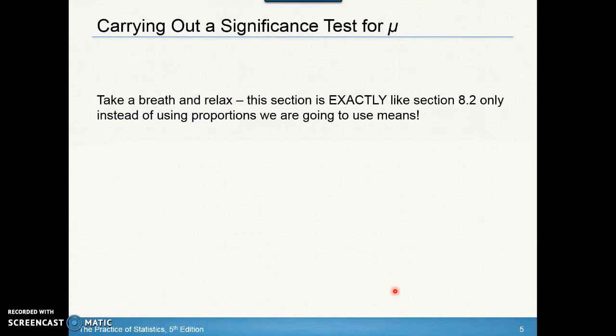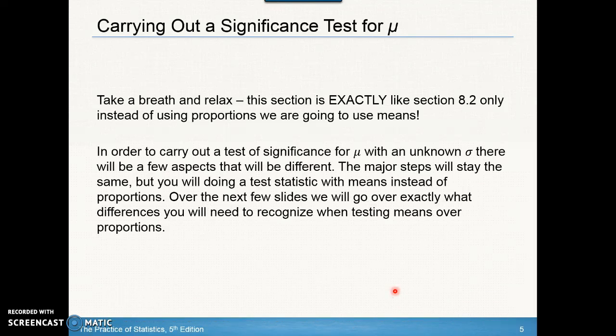Okay, now just take a breath. Don't go too crazy or think that this section is going to be much different than the last one. This section is exactly like section 8.2, only instead of using proportions, we're going to use means, and instead of z-scores and normal distribution, we are going to use t-scores and the t-distribution. So in order to carry out a test for mu with an unknown standard deviation, there are a few things that are going to be different.